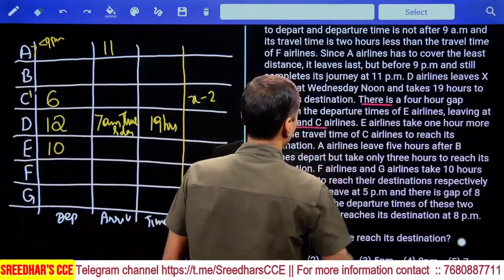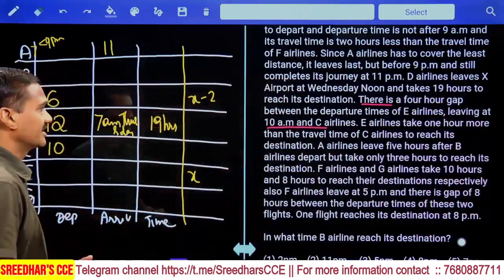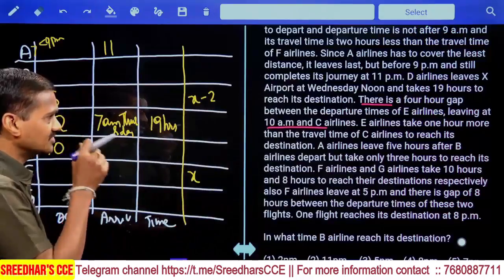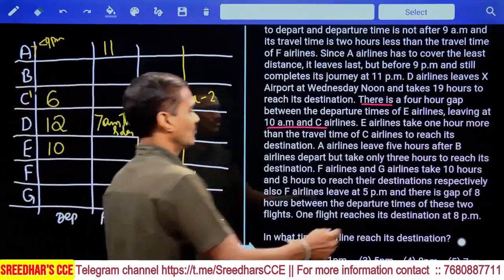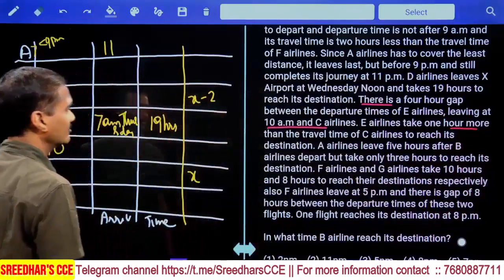Leaving at 10 a.m. and C airline. There is a 4-hour gap between the departure of E airlines leaving at 10 a.m. and C airline. E airlines take 1 more hour than the travel time of C airlines.